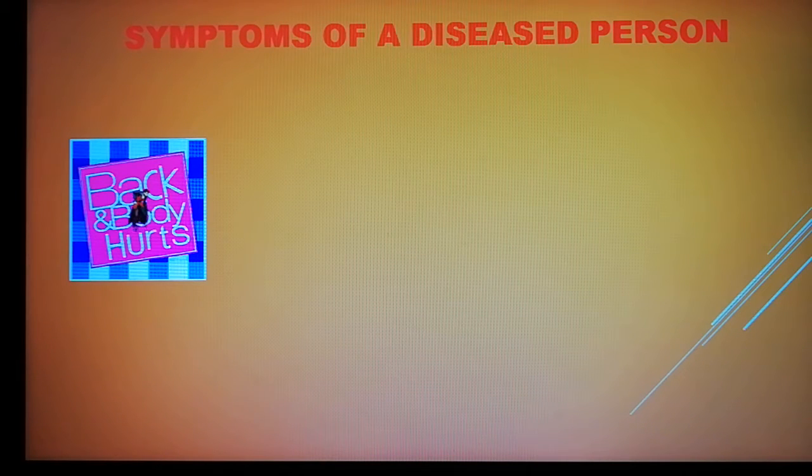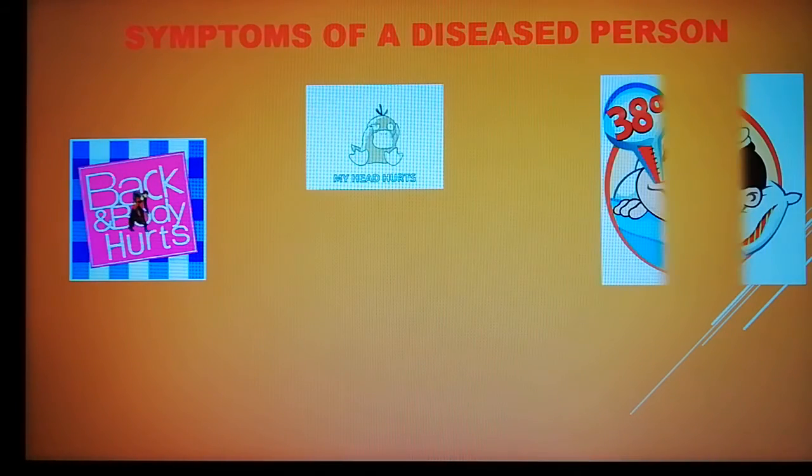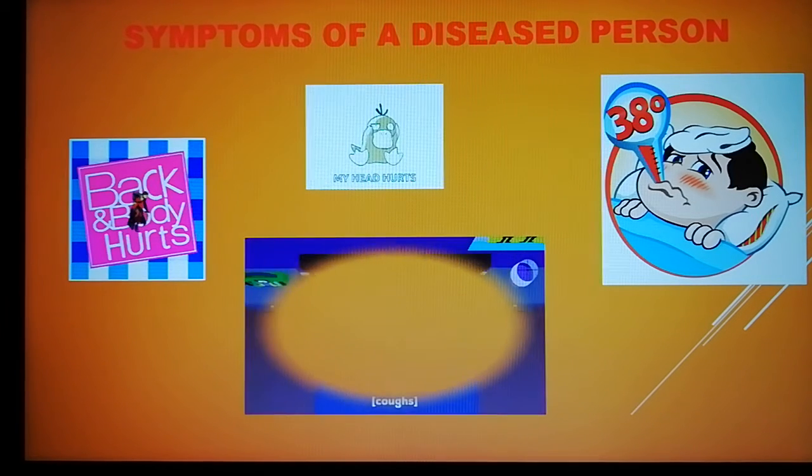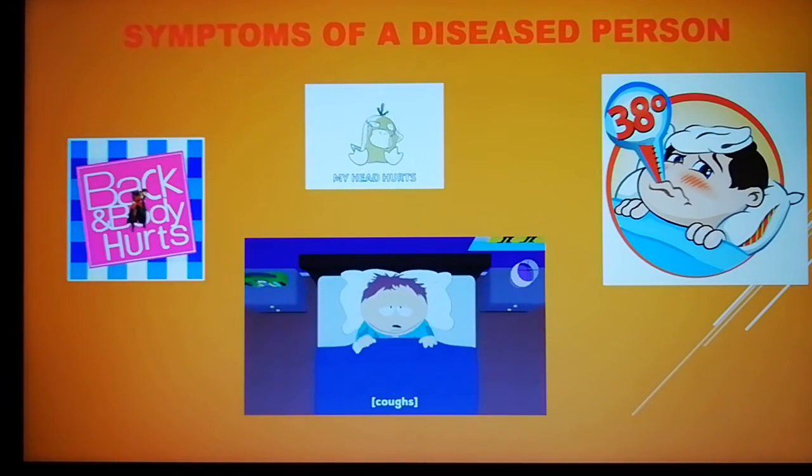Now there are different symptoms of a diseased person, like the person may have a body which hurts, right? Or a person may have a headache, or maybe he or she has a fever, right? Or sometimes a person coughs, has a running nose, and so on. So these are certain symptoms of a diseased person.